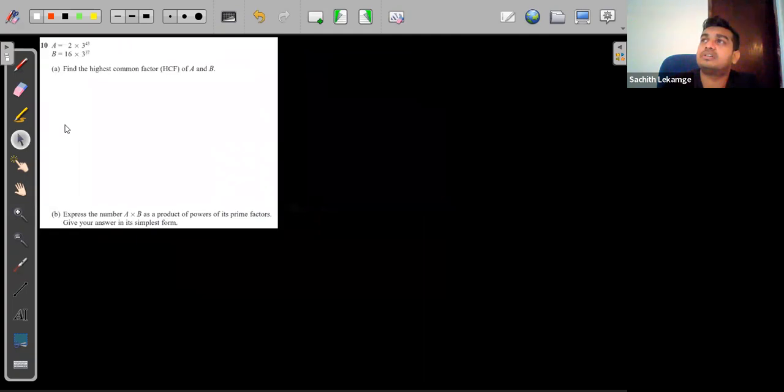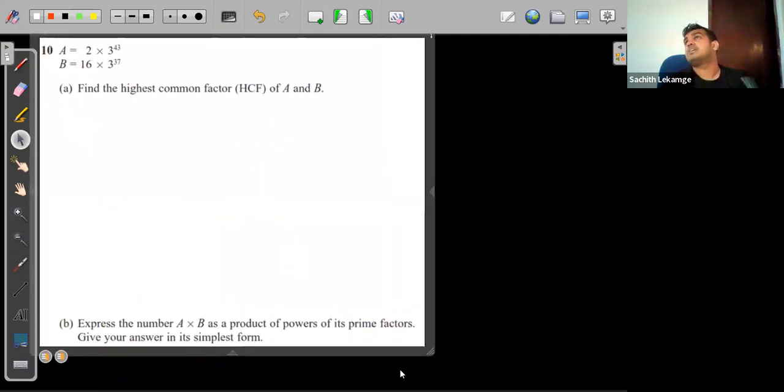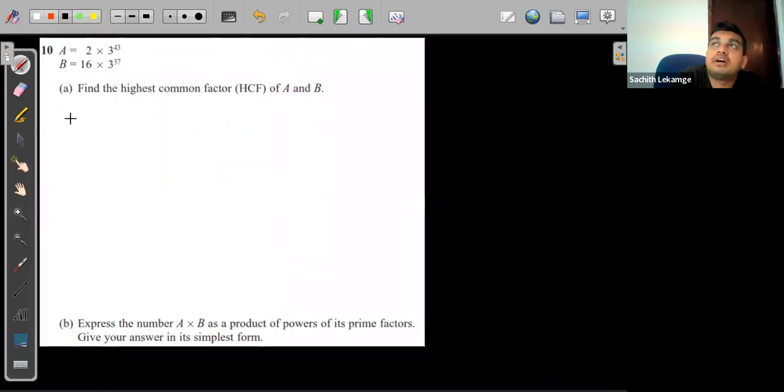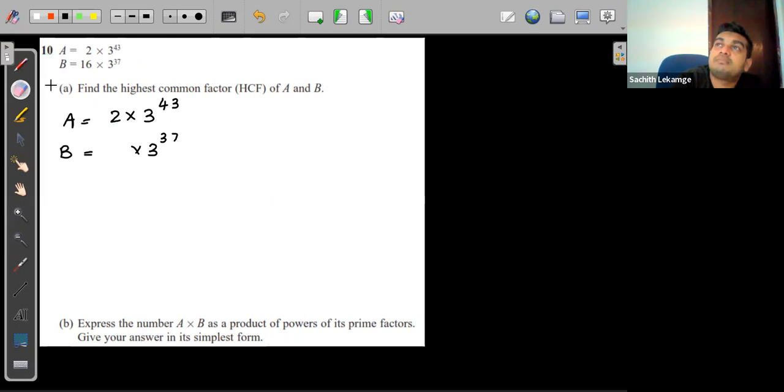Okay, check this one out. Numbers are given like this. Find the highest common factor. When you're finding the highest common factor, I think I taught you that day. 16 into 3 to the power 37. This 16 you can write as 2 to the power 4. When you write HCF, take the common highest power. Is it 2 or 2 to the power 4? It is 2. What is common here? 3 to the power 37. Can we leave it like this? Yes.